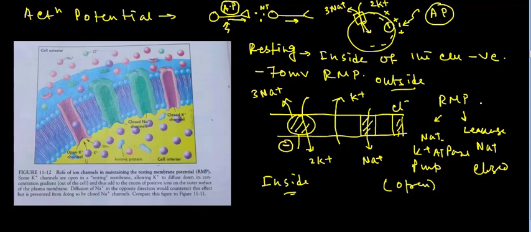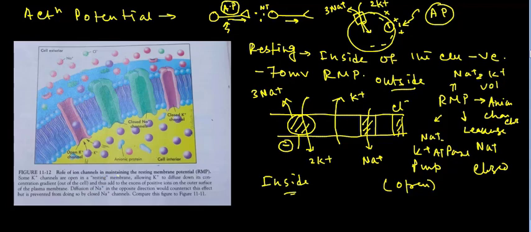Okay, and also the anion channel remains closed. And the most important is the sodium and potassium voltage gated ion channel. So the sodium and potassium voltage gated ion channel also remains closed during the resting condition. So here you can see the different types of ion channels in a resting neuron.